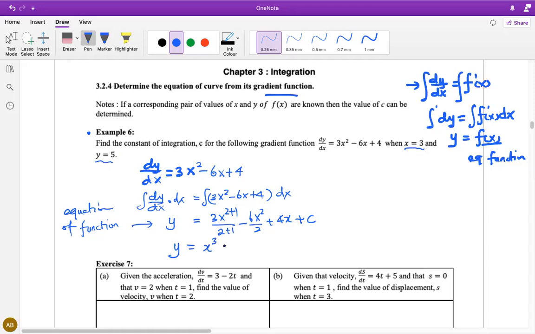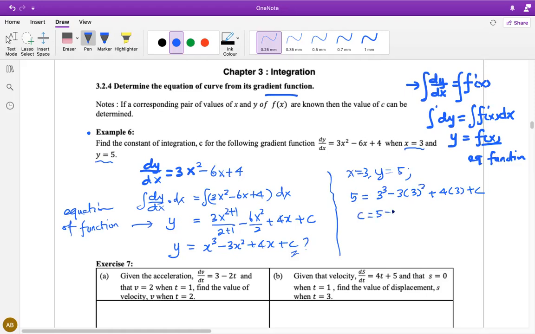So you get x cubed minus 3x squared plus 4x plus c. Our aim here is to get what c is. Now I have x equals 3, y equals 5. Then I substitute in, so I get 5 equals 3 cubed minus 3 times 3 squared. 3 cubed minus 3 squared times 3, meaning you get 0. Then plus 4 times 3 plus c. 4 times 3 is 12, so c equals 5 minus 12. So c equals negative 7.